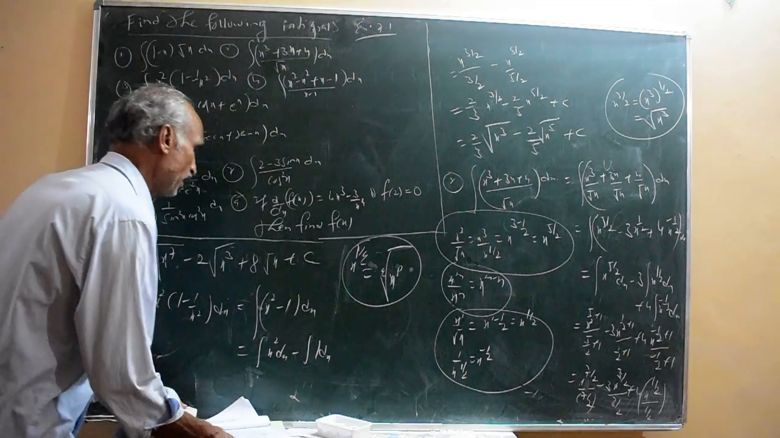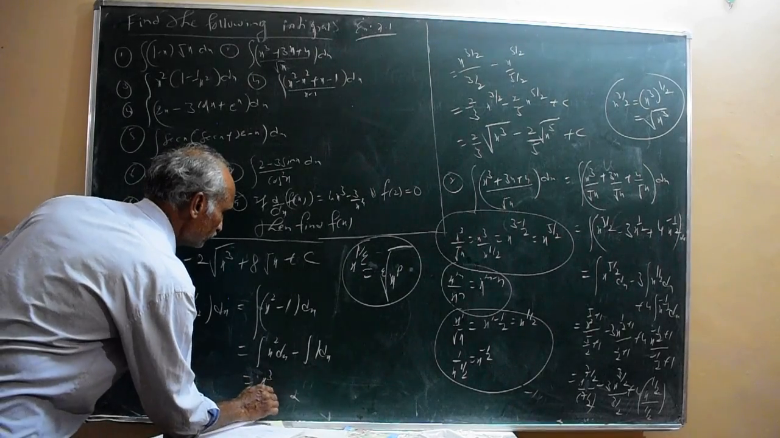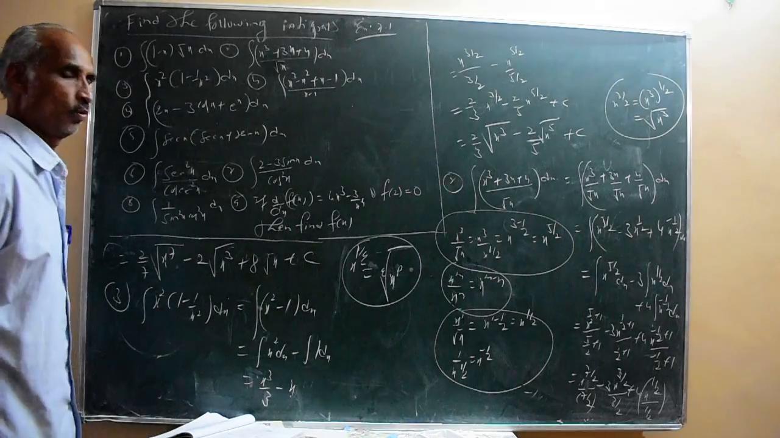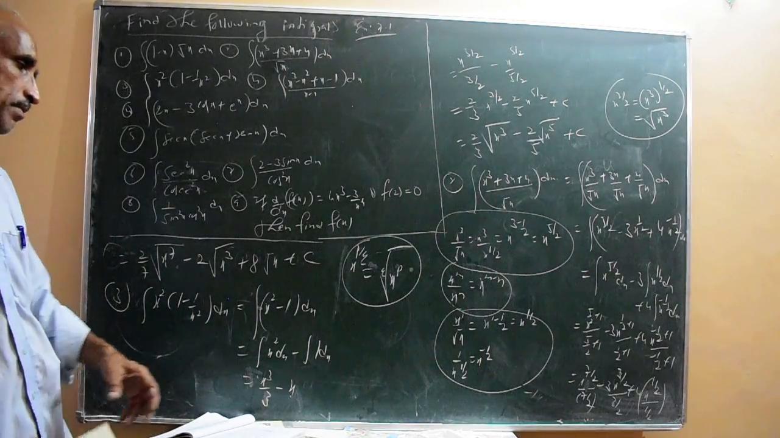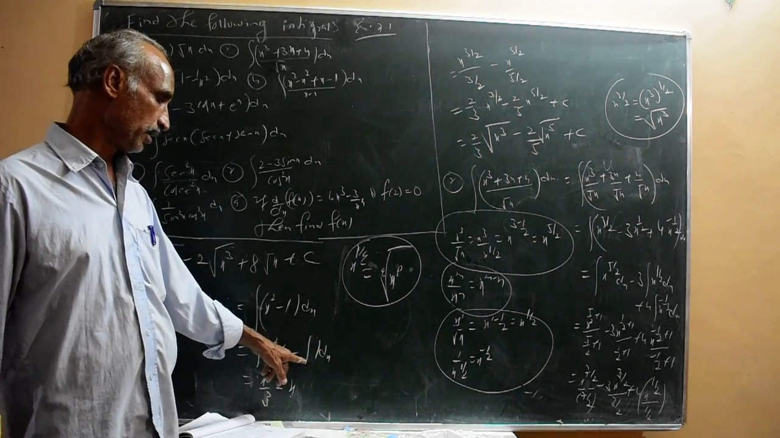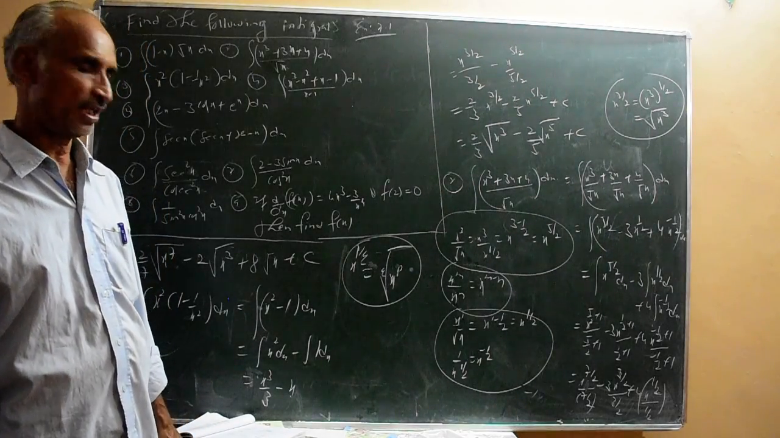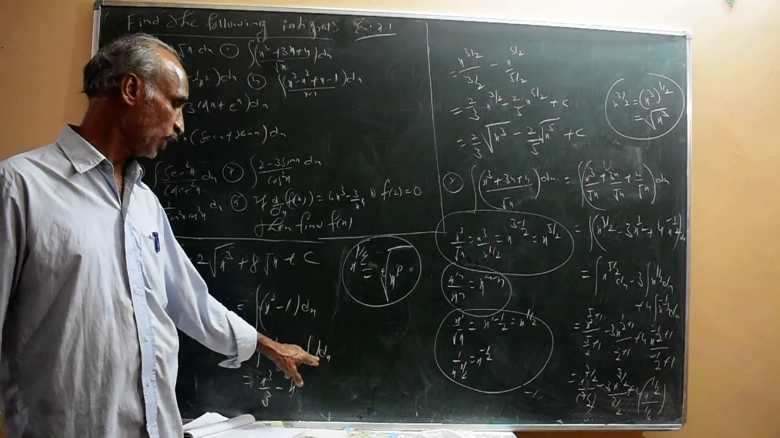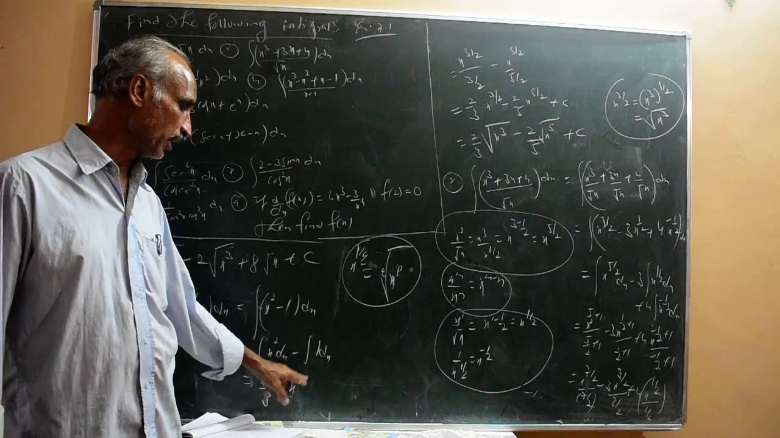The integration of x square is x cube by 3, minus the integration of 1 dx. 1 dx means simply dx. The integration of dx is x, because by differentiating x you get 1. Therefore integrating 1 you get x. If you differentiate x you get 1, and likewise if you integrate 1 you get x.